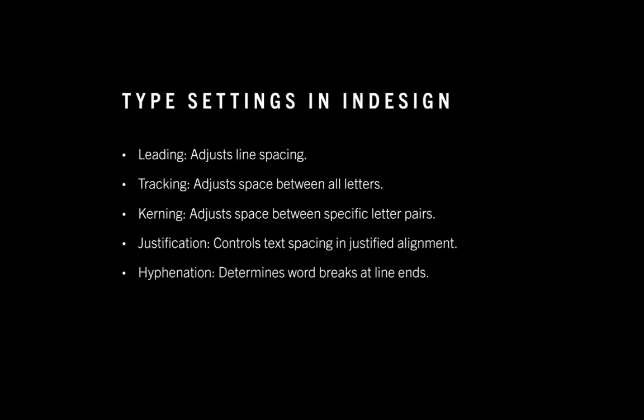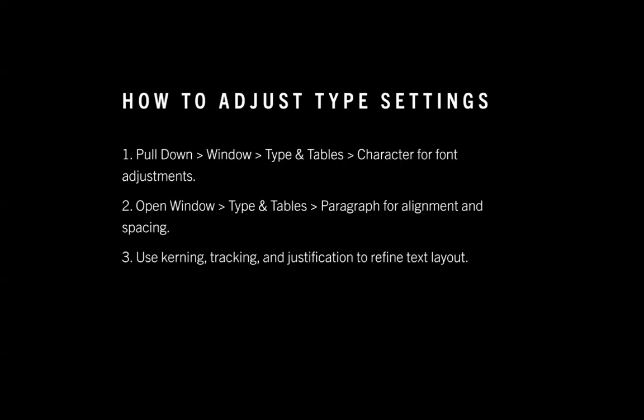So in terms of the more fine tuning of your text, leading adjusts the line spacing of your text. Tracking adjusts space between all letters. Kerning adjusts space between specific letter pairs. Justification controls text spacing in justified alignment. And hyphenation determines word breaks at line ends. And you have the ability to control all of these functions with the paragraph and character style controls. And to adjust your type settings, you go pull down window, type in tables.